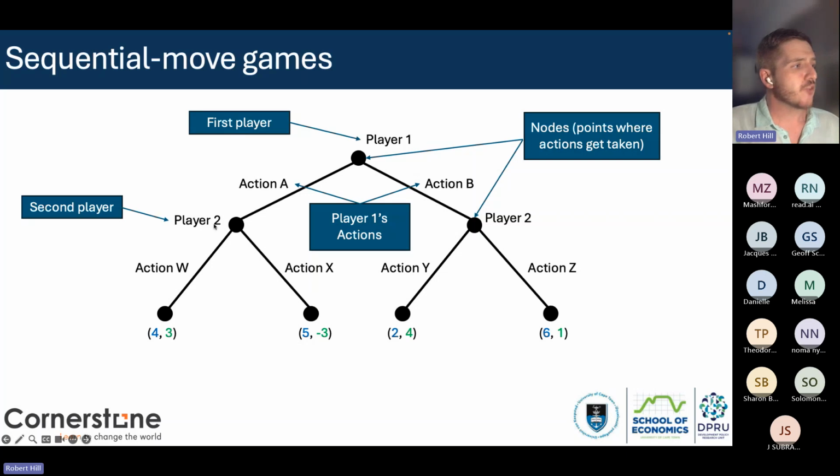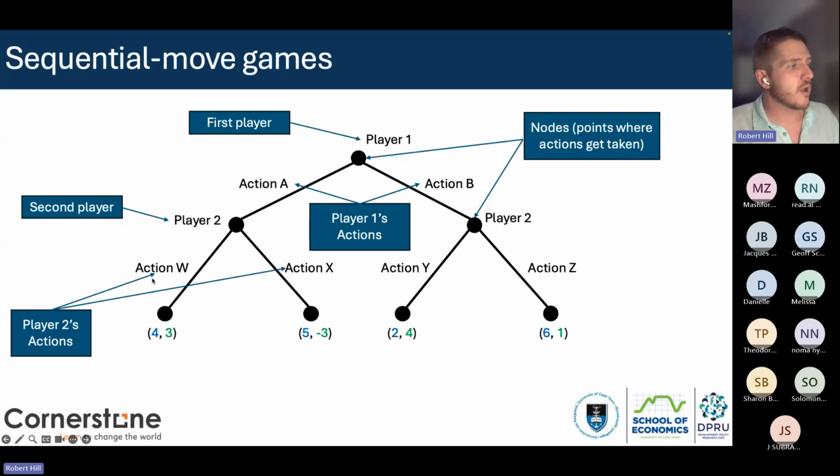Then player 2 will be moving at these nodes, these circles, right? But you can see that this circle occurs after player 1 has played action A, and player 2 then knows that they are at that point where they've seen action A be played, so they now have a choice of playing action W or action X. So you can see that player 2 has certain actions that depend on what player 1 did. And similarly, if player 1 played action B, player 2 could play action Y or action Z. So it's this sort of logical tree structure that shows the progression of a game.